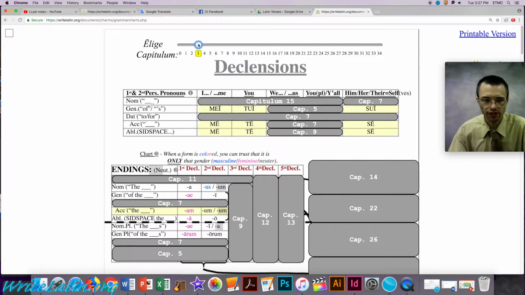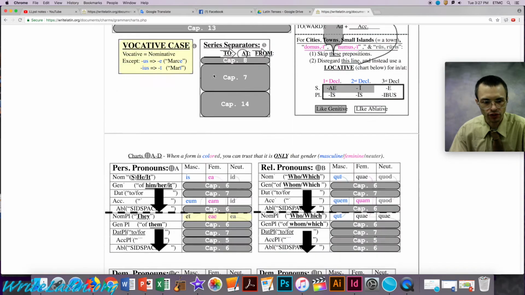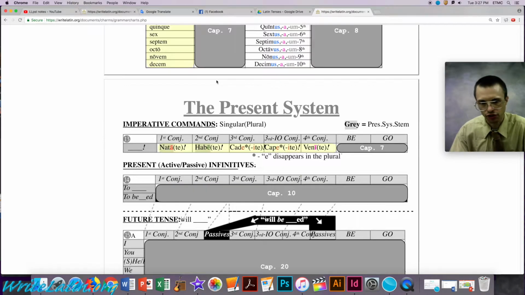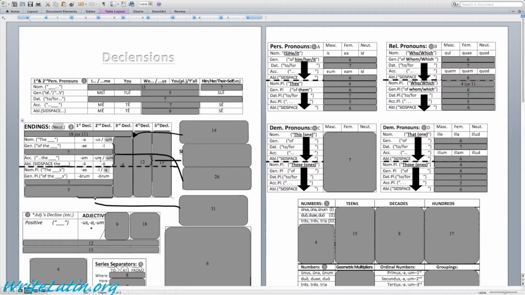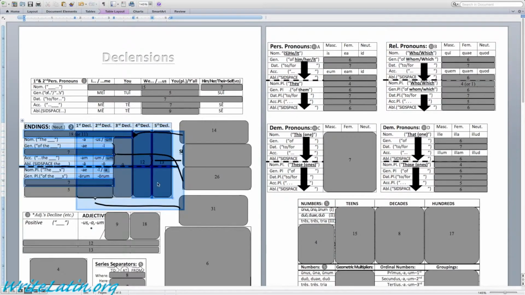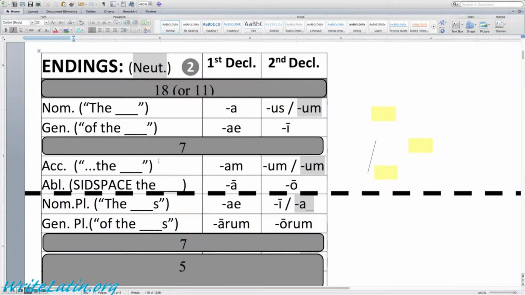You could also set the slider to 4 to reveal the imperatives in chart 13. That's up to you. So I'm going to concern myself mainly with chart number 2, however, and blow it up big so that it looks like this. And you'll see here that in this chapter, our new ending is anything ending in M. M is the sign of the accusative case.